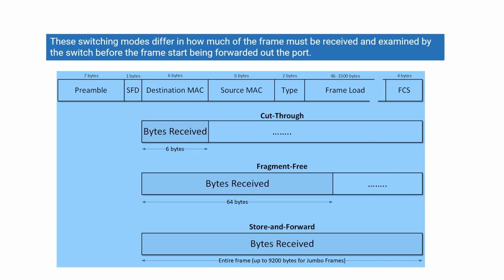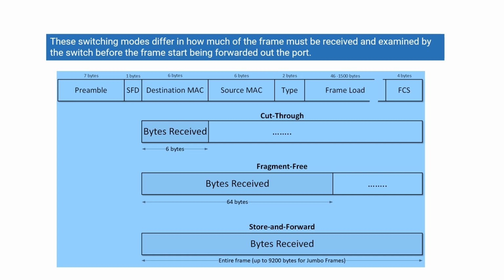And in the fragment-free mode, 64 bytes have to be received, that is, after the preamble, the destination MAC address of 6 bytes and the source MAC address of 6 bytes, totally 12 plus 2, 14, and then from 14 to 64 bytes of the data have to be received, so that if there is an overlapping frame, it will be detected in this mode. So still 64 bytes have to be received before the forwarding starts.